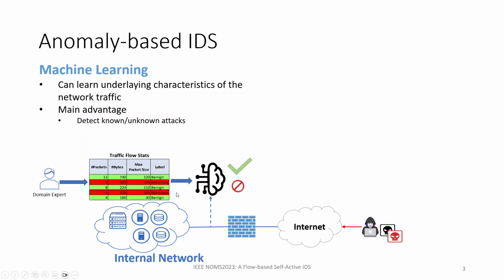One of the famous approaches is to use supervised learning, where we create some data. In this case, we use traffic flow statistics like number of packets, bytes, maximum packet size, and so on, but not the payload information, with labels for benign and malicious, feed them into the model, and then we train the model with this data, hoping to detect malicious activity.